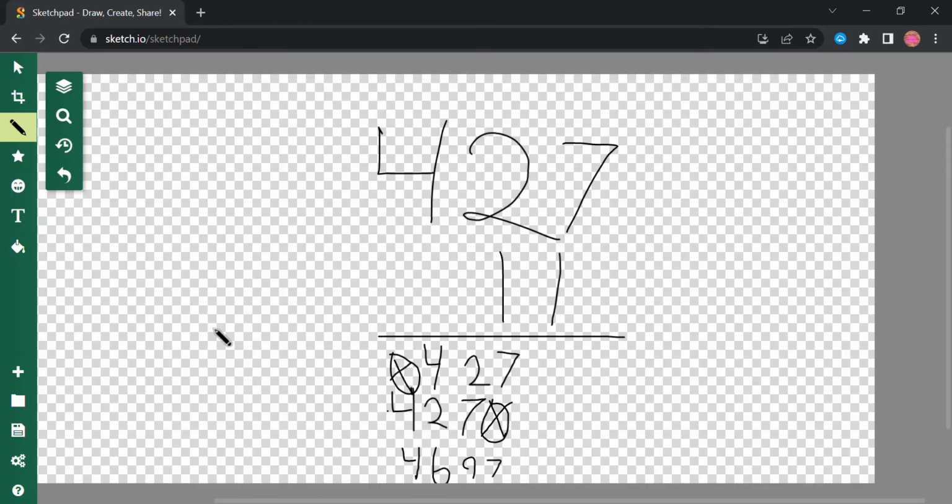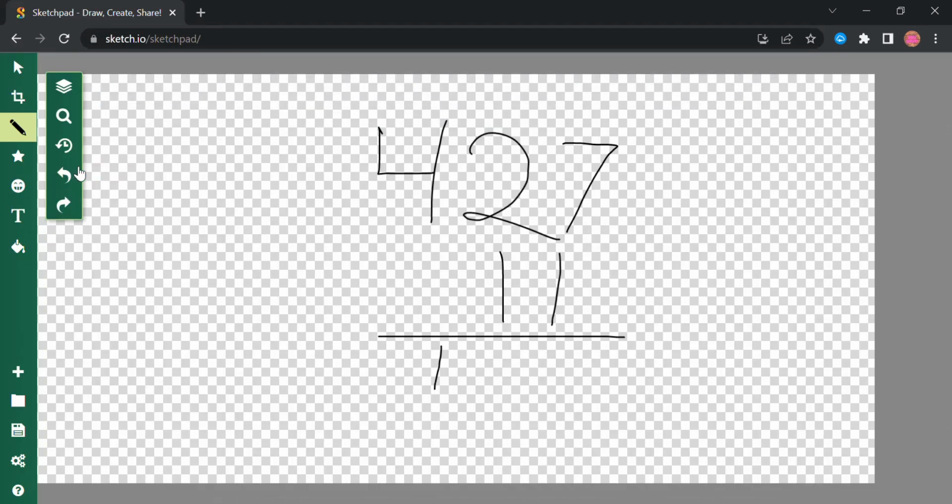4697, 4697. Now, there's another way to do it. Put a 4 here. 4 plus 2 is 6. 2 plus 7 is 9. And then put a 7 at the end. 4697, that's what we got before.